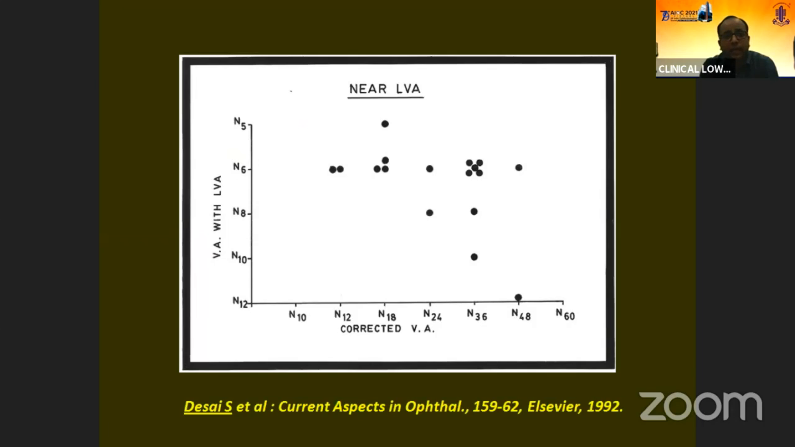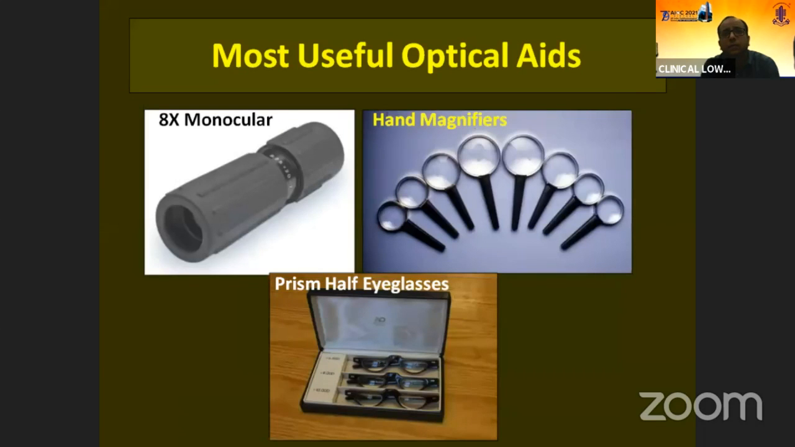So this is a scatter diagram from another study by our chief instructor, which shows how the near visual acuity can be improved with low vision aids. Here we can see that from N48 the vision improved to N6. So if you are planning to start a new low vision aid clinic, these are the most important and quite cheap devices, which help most of the patients attending the low vision clinic. So whenever you are starting, you have to own at least these 3 devices to prescribe to the patients.